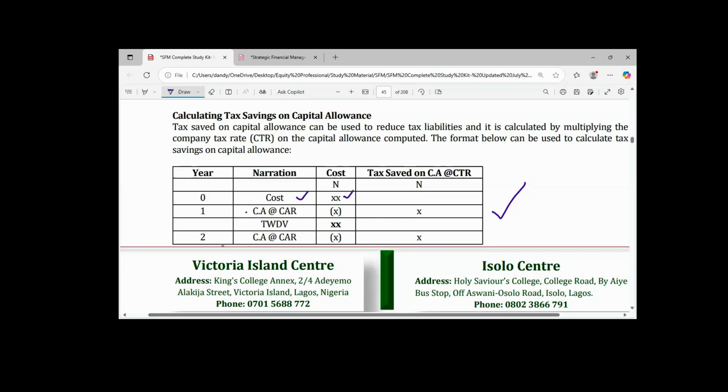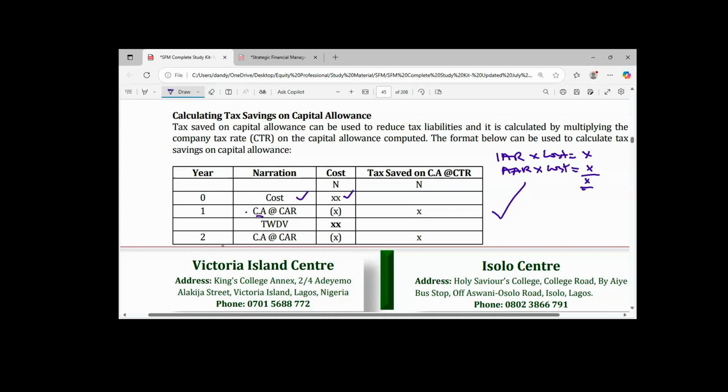Then in year 1, you want to calculate capital allowance for year 1. So in this case, you go to the question. If you are given initial allowance rates, you're also given annual allowance rates. If you have the two together, then you multiply the initial allowance rate on the cost of the assets, whatever you have, you put it there. You also multiply the annual allowance rate on the cost of the assets, whatever you have, you put it there. You add the two together.